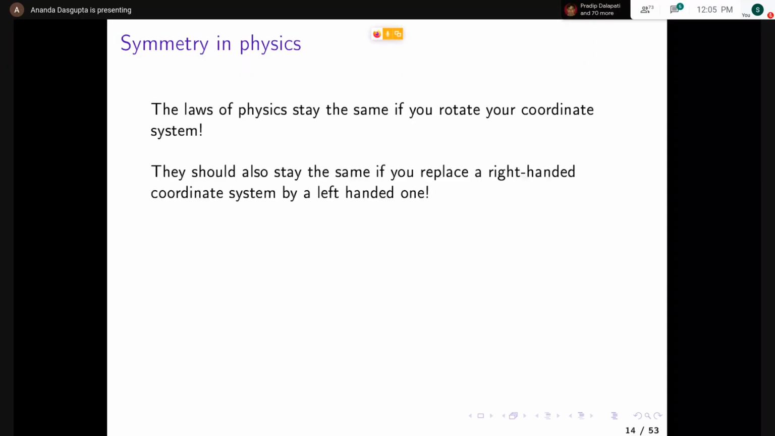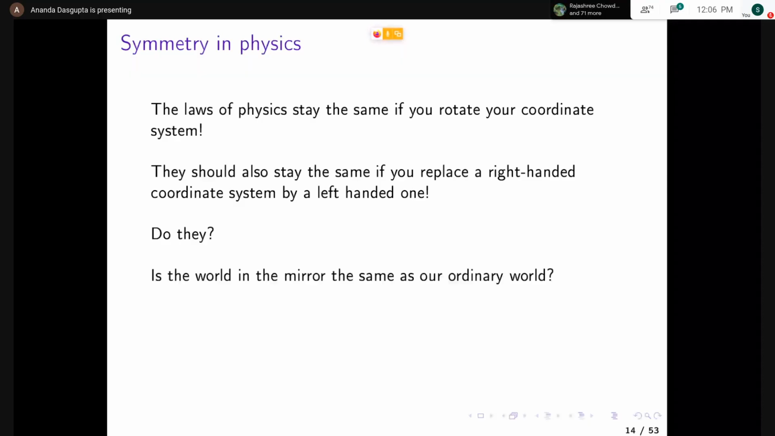They should also stay the same. Okay, the "should" within quotes. You replace a right-handed coordinate system by a left-handed one, which is what happens when you see your coordinate system in a mirror. The question is, do they really stay the same? Because if they did, then the world in the mirror would have behaved exactly the same way as our ordinary world.